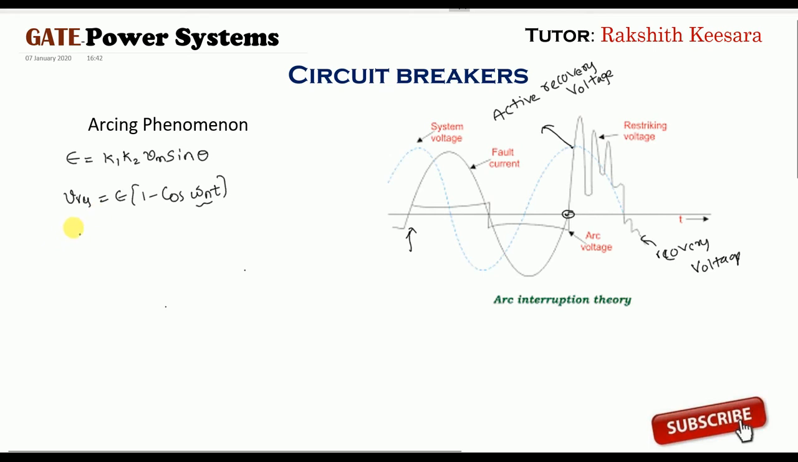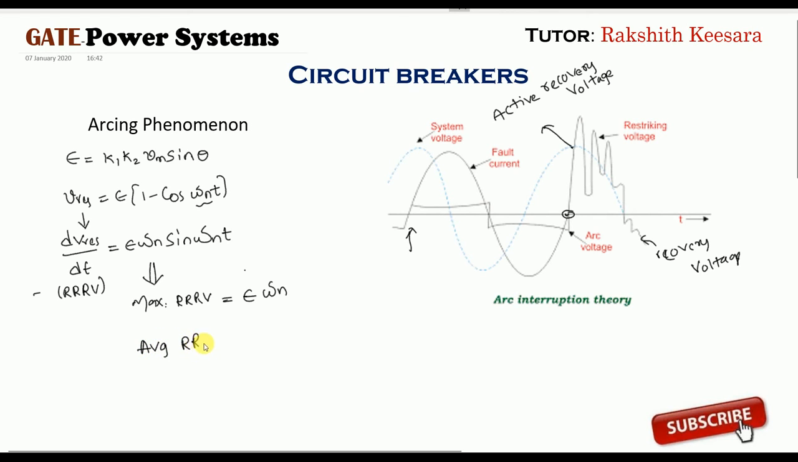Next we should calculate the rate of rise of restriking voltage. It is nothing but how fast it is rising. For that, we need to differentiate this. If we differentiate this restriking voltage, you will get E omega n sin omega n t. I am writing this as the rate of rise of restriking voltage. From this, the maximum RRRV will be E into omega n, where E you know how to calculate. Omega n is 1 by root LC.